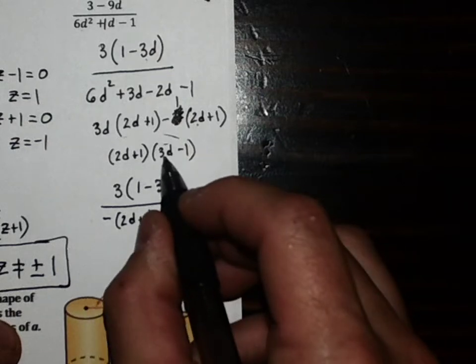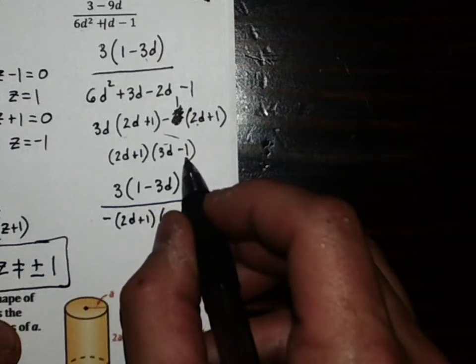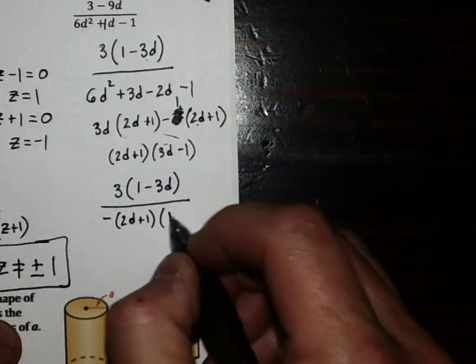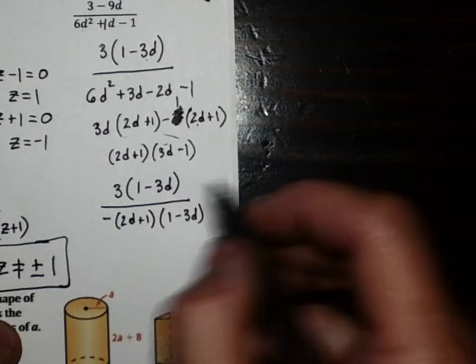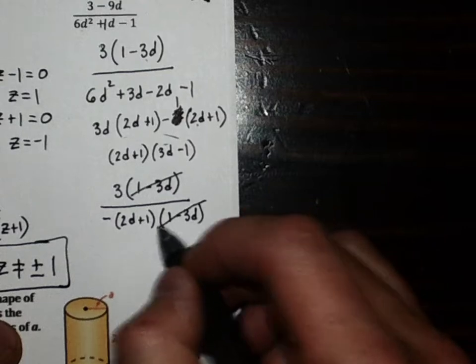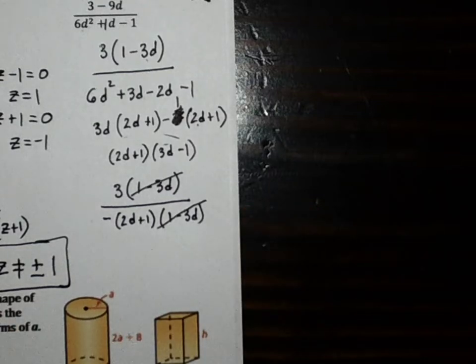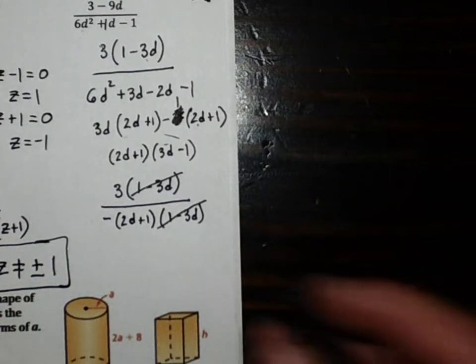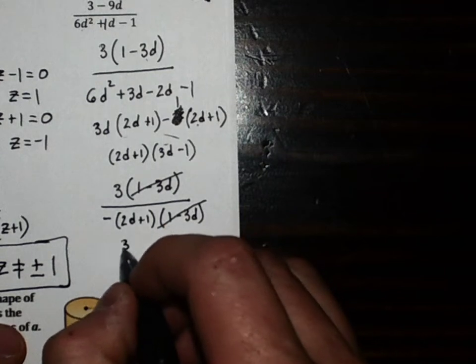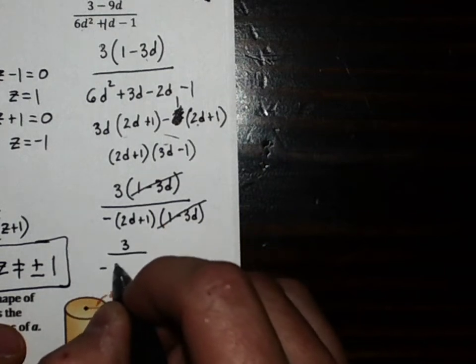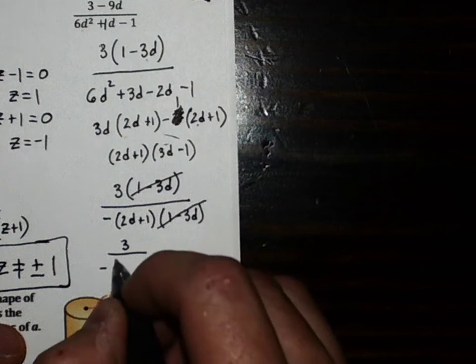Outside of, this is now the negative, that's the positive, you can flip the order, 1 minus 3d. 1 minus 3d divides away with 1 minus 3d, leaving you with your final answer of 3 divided by a negative 2d plus 1.